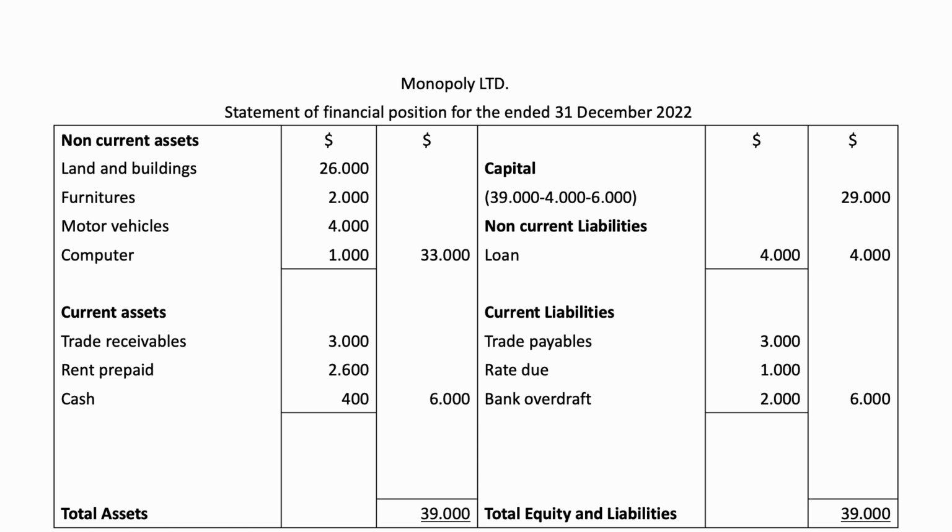Here is a solution for the example above. As I mentioned before, the basic things to do in the structure is to write the company's name, the title, use the whole page to draw the columns, write the amounts of each asset or liability under the currency, and then sum the total amounts of assets, capital, and liabilities. And remember, those total amounts must be always equal.